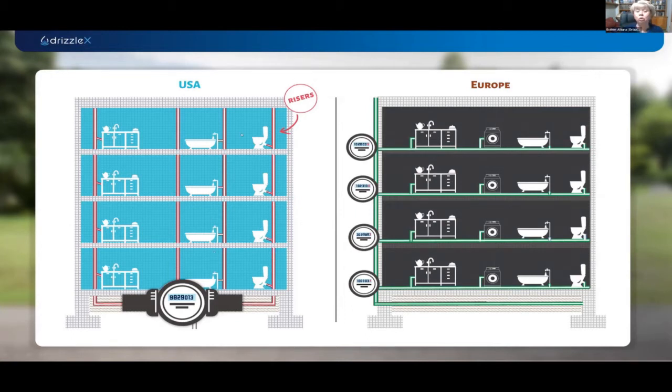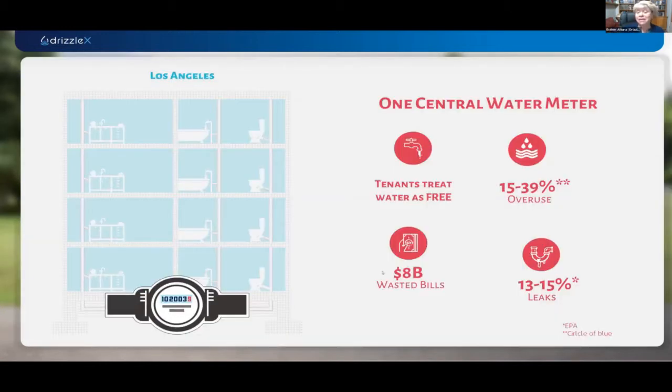There is no way to put in a water meter for each apartment, and neither the landlord nor the tenants know how much water they're using. And this is causing problems. The problem is the tenants feel that water is free. Whatever they do doesn't impact the cost that they pay for the water. Usually it's part of the rent, and there is a big abuse of water.